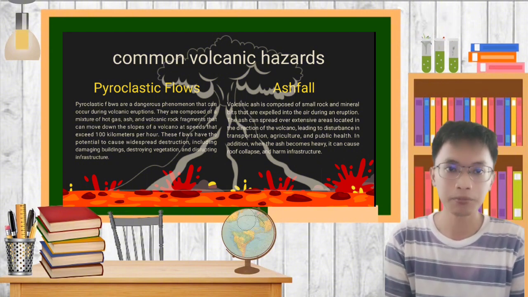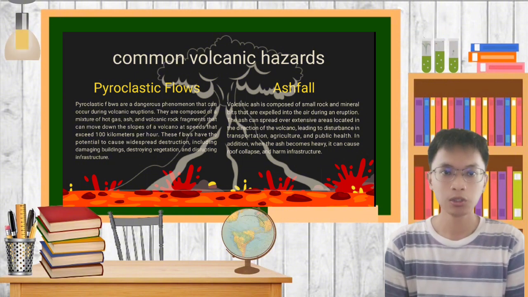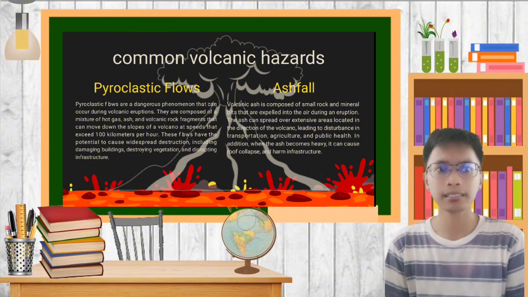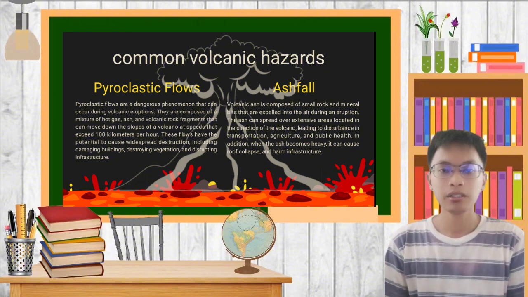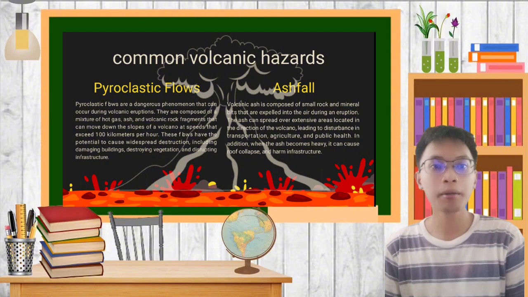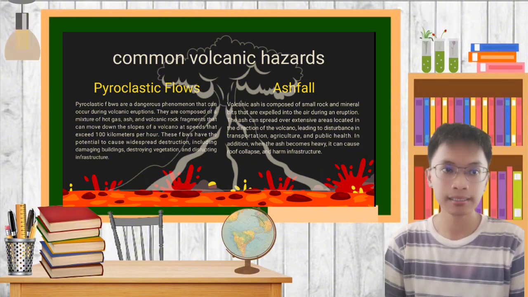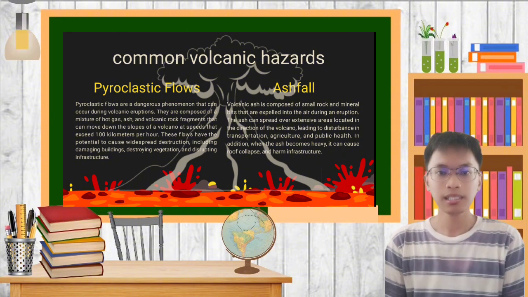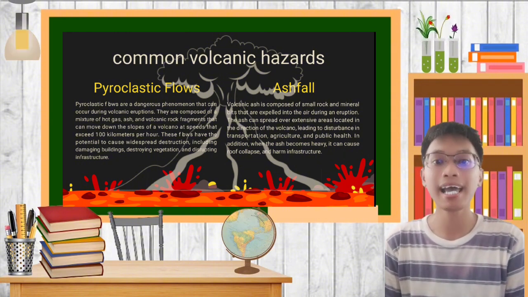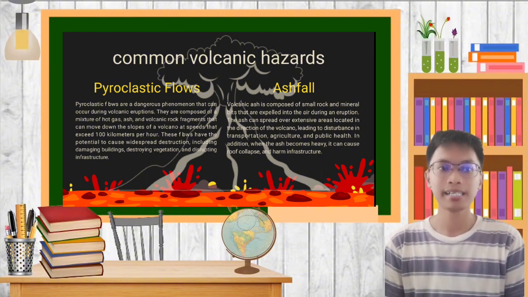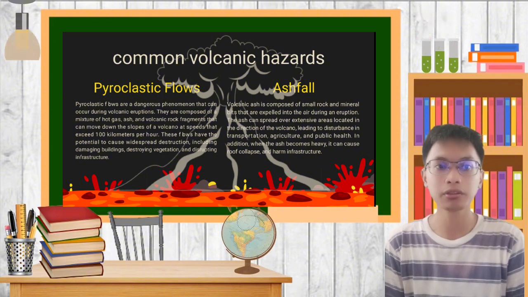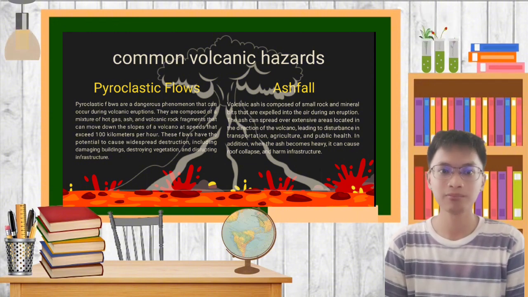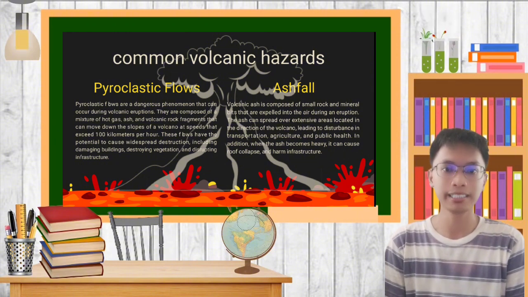Now, let's proceed to the second one, which is the ashfall. Volcanic ash consists of fine, gritty particles ejected from the eruption. The ash clouds can disrupt air travel, contaminate water supplies, and damage infrastructure. So, fun fact, the 1980 eruption of Mount St. Helens caused a massive ashfall that blanketed parts of the western United States, costing billions of dollars in damages. That is how dangerous ashfall is.